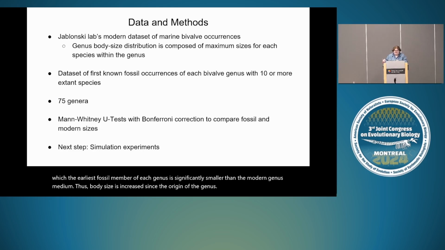In order to test these hypotheses, I used the Jablonski Lab's massive modern bivalve occurrence data set and pared it down to genera with at least 10 extant species. I also used a data set of body sizes with the first known fossil occurrence of each of these genera, which I'm still collecting data for. Currently, I have sizes of 75 genera with at least 10 extant species. Then the directions of body size evolution were tested using Mann-Whitney U tests with a Bonferroni correction, but I'm currently working on simulation studies for a more refined analysis of these data too.